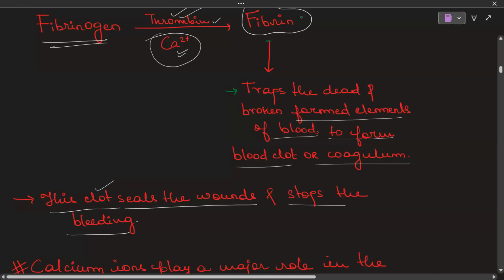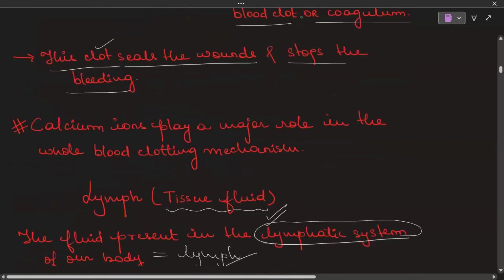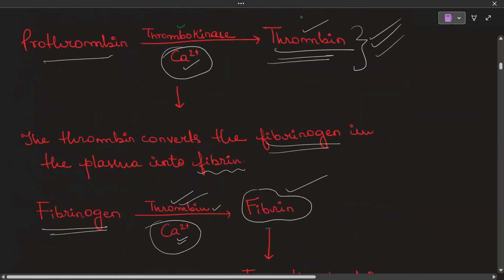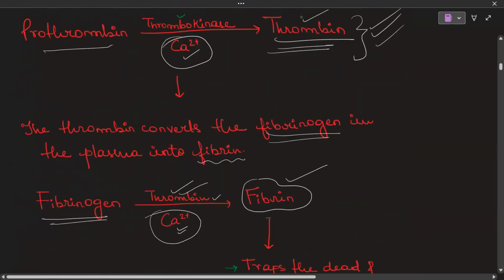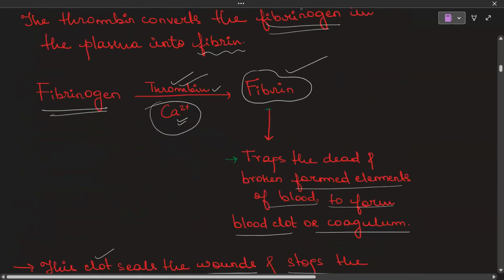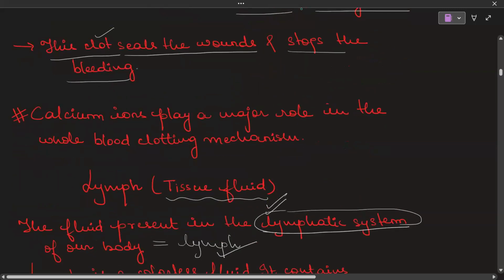Now, this clot which is formed seals the wound and stops the bleeding, and hence we protect ourselves from excessive bleeding. Calcium ions play a major role in the whole blood clotting mechanism, because the two major conversion reactions require the calcium dipositive ion, without which this whole process will not take place. Always remember that calcium dipositive ions are extremely important.